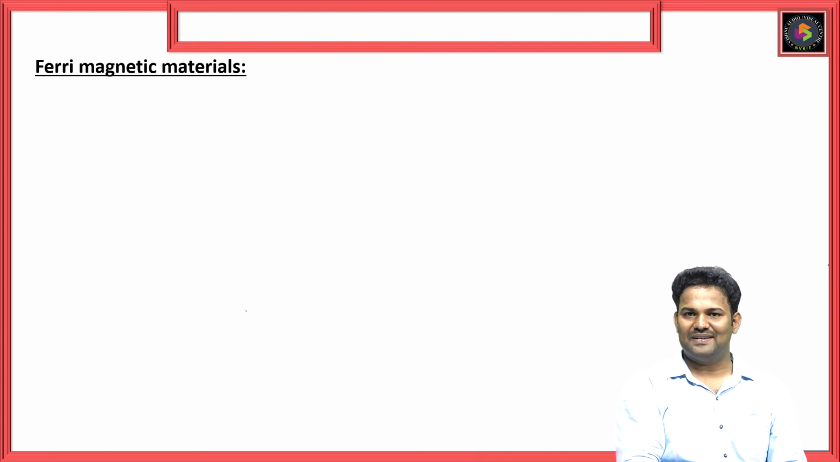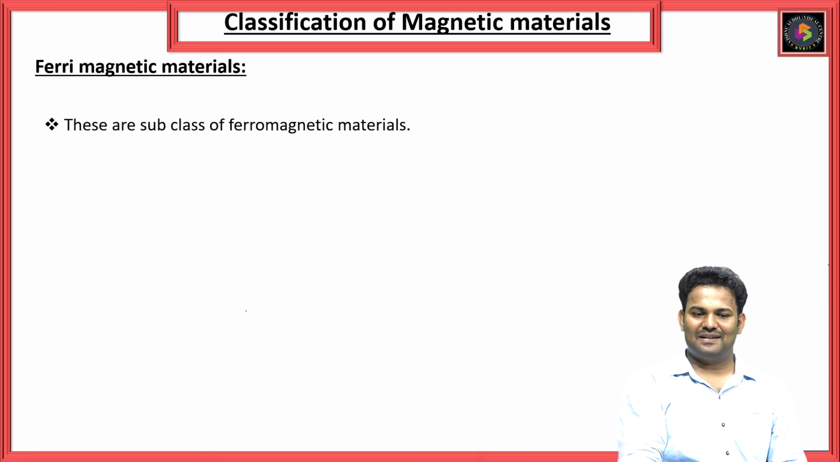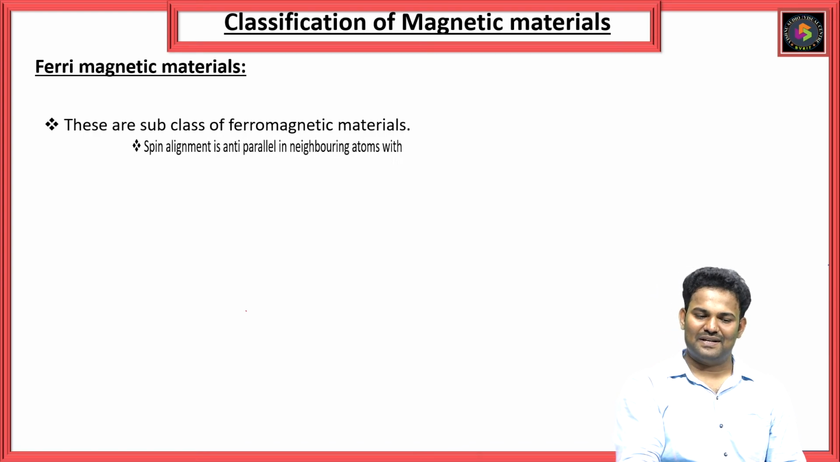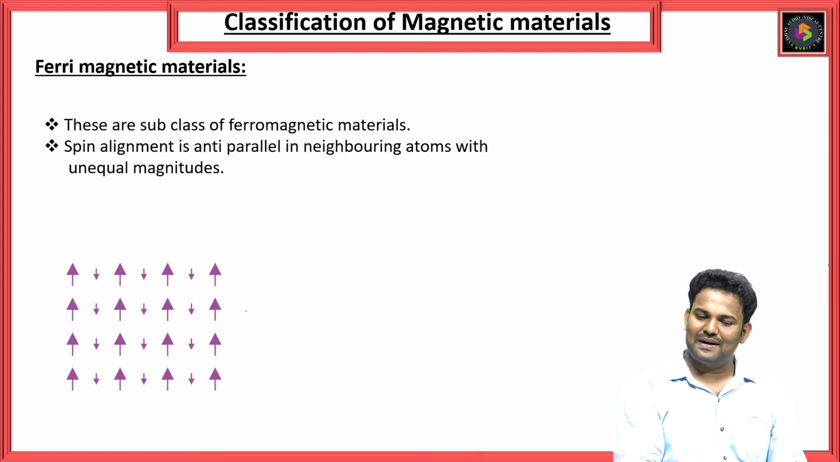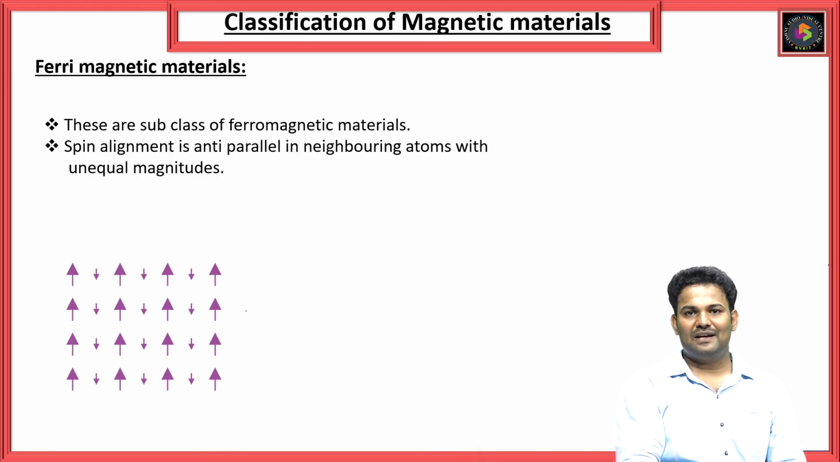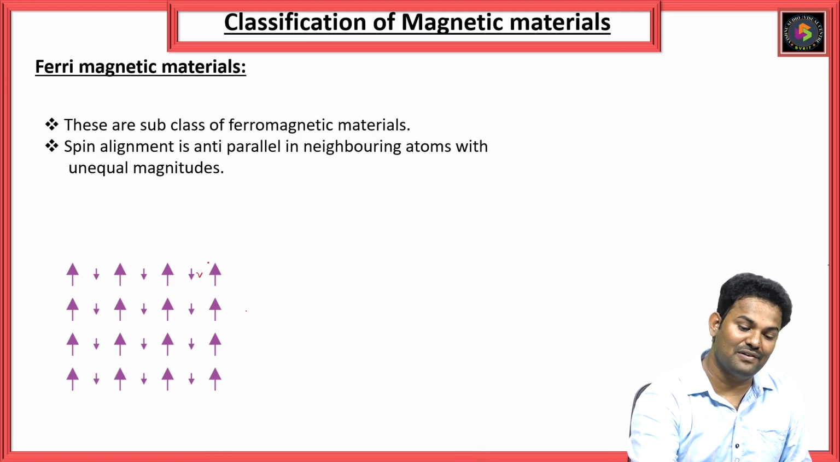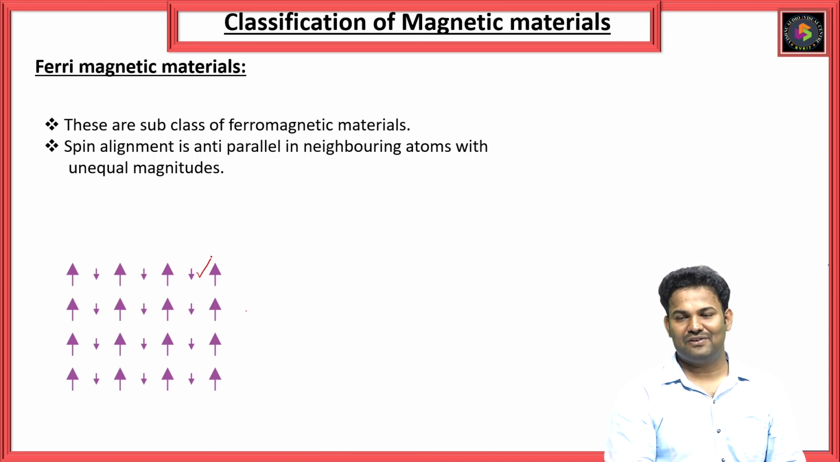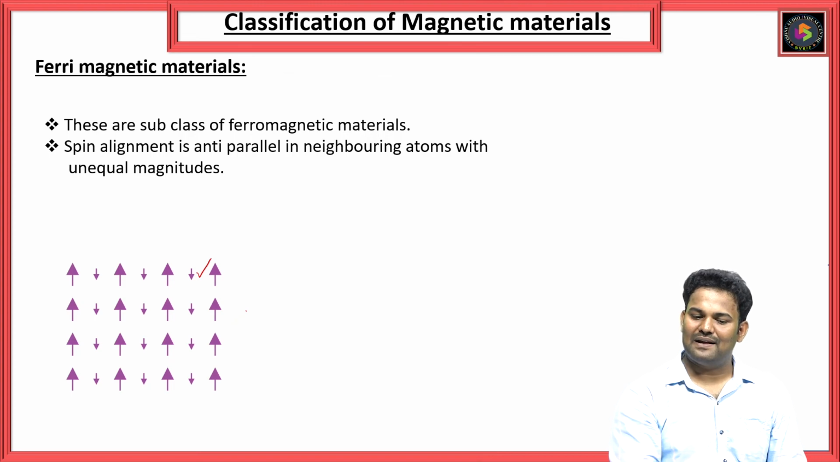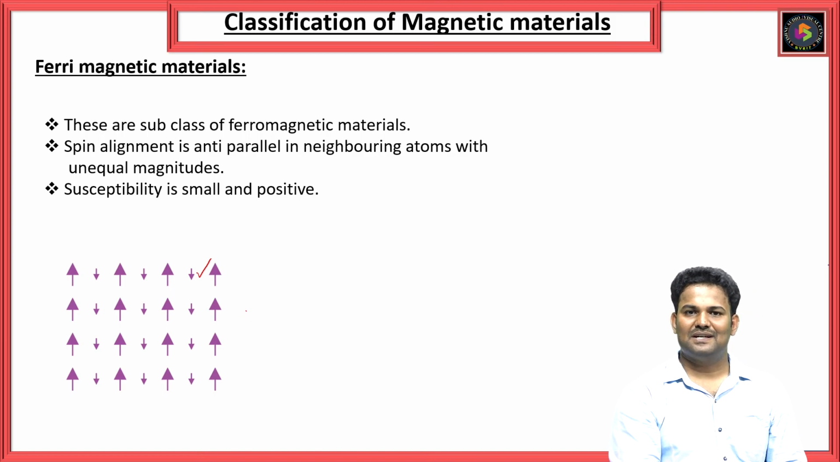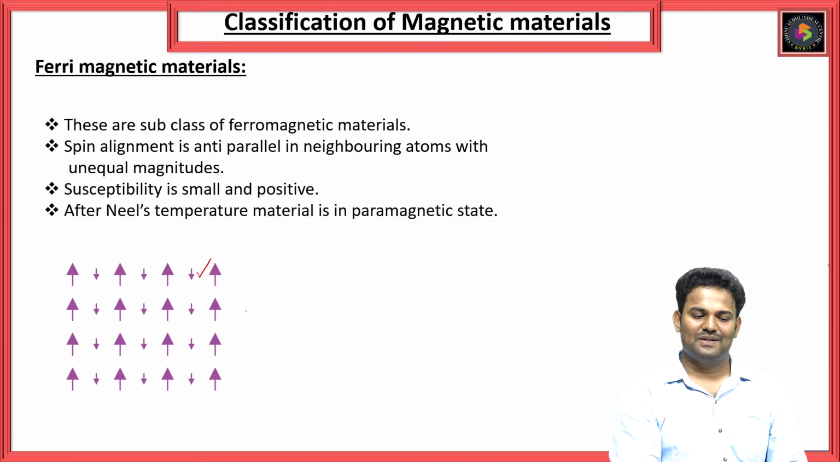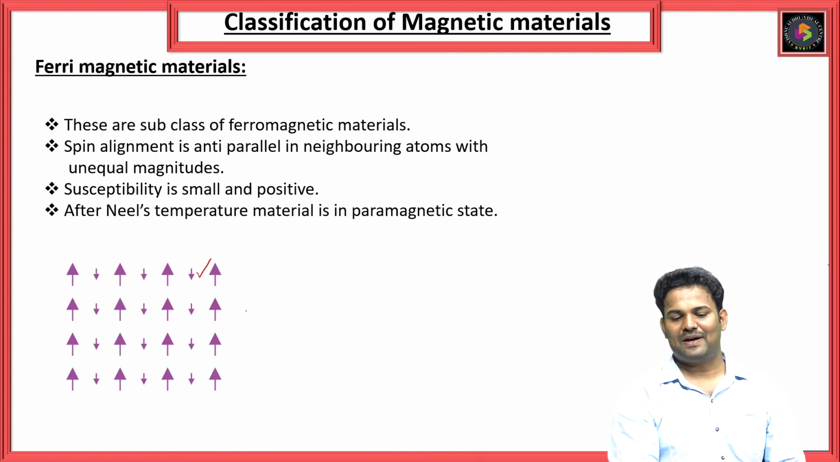What about ferrimagnetic materials? In the classification of magnetic materials, the last one is the ferrimagnetic material. These are a subclass of ferromagnetic materials, and the spin alignment is anti-parallel in neighboring atoms with unequal magnitudes. In antiferromagnetism we saw equal magnitudes, but here we see unequal magnitudes. The susceptibility value is the same, small and positive. After the Neel temperature, this also shows paramagnetic nature.